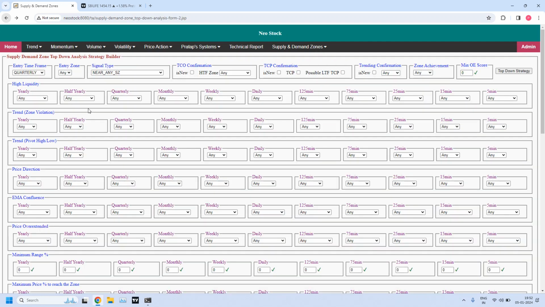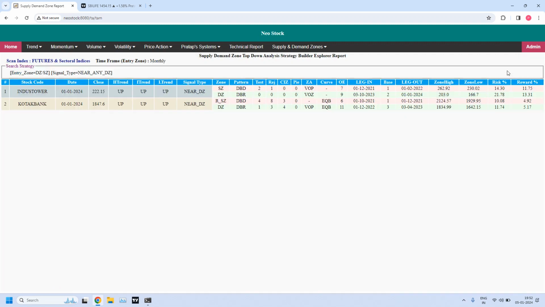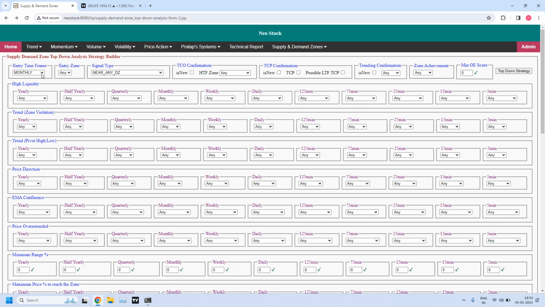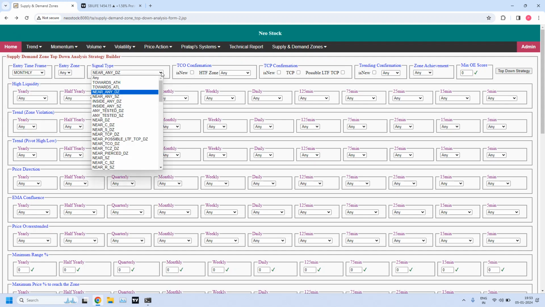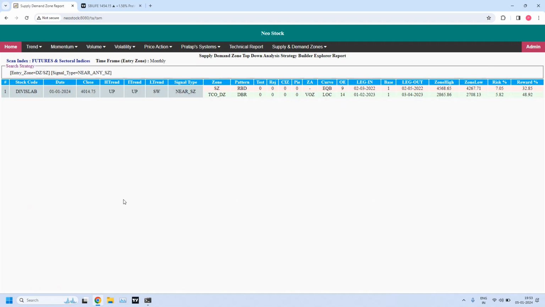So let's go back. Let us change the time frame to monthly. Let us find the stocks near monthly demand zone. And 2 stocks are filtered. Let's go back. For monthly time frame, let us find the stocks near monthly supply zone. One stock is near monthly supply zone.